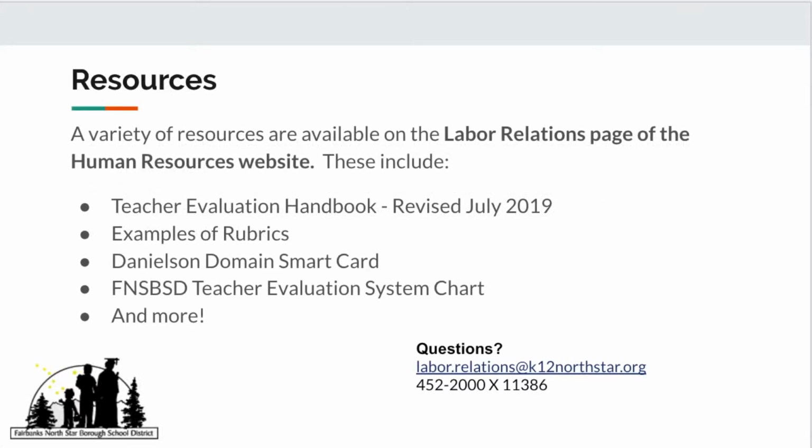A variety of resources related to the evaluation system are located on the Labor Relations page of the Human Resources website. These resources include the Teacher Evaluation Handbook, examples of the evaluation rubrics, the Danielson Domain Smart Cards, the FNSBSD Teacher Evaluation System Chart, and many more resources.